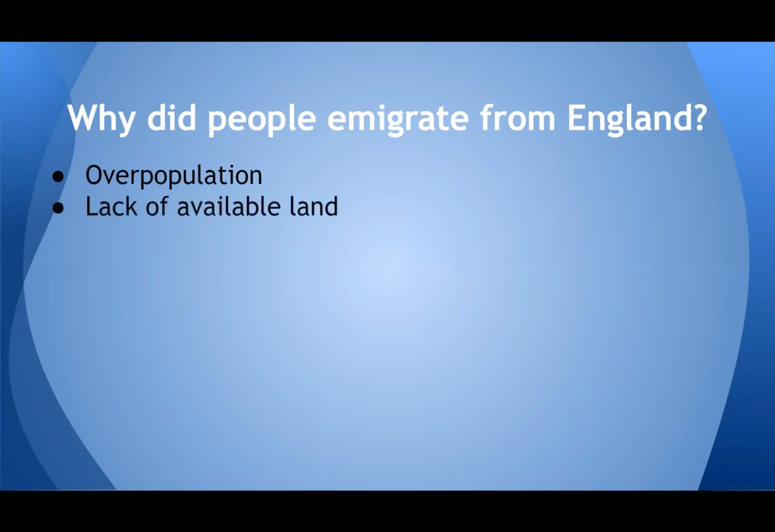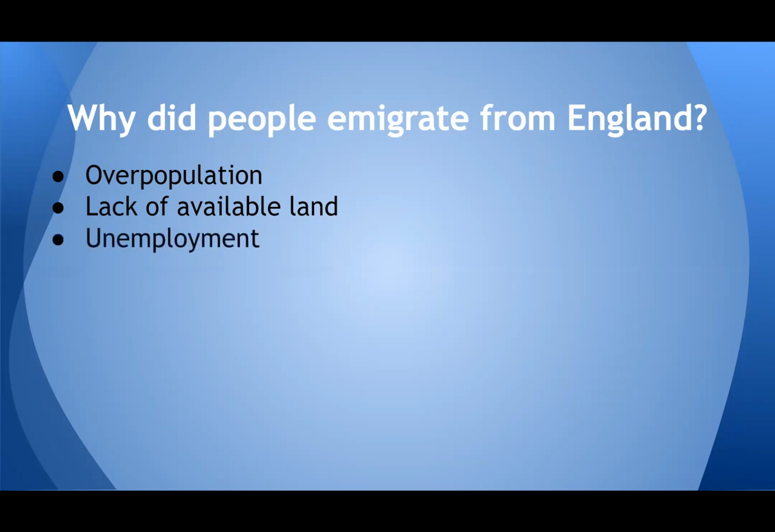One would be that England was very overpopulated during this time period, so there were a lot of people, which meant that there was a lack of available land. And remember that land was very important to Europeans because they saw it as a symbol of status and wealth, and that you had to own land to be able to vote and things like that. While there was a lack of available land in England, the British saw the New World as having all of this land that they could have access to, even though, remember, that belonged to the Native Americans.